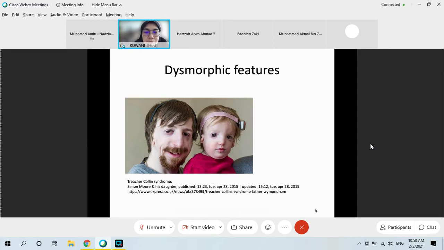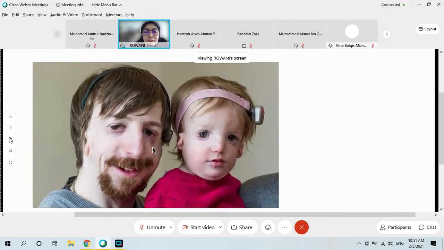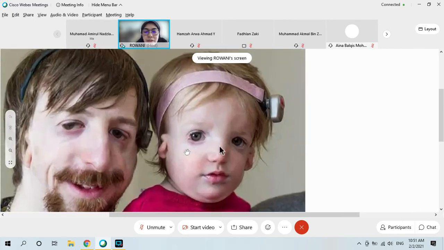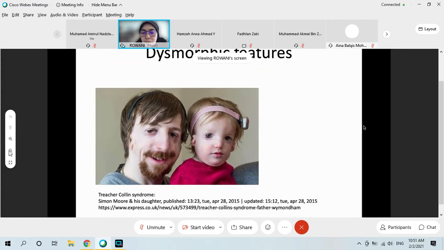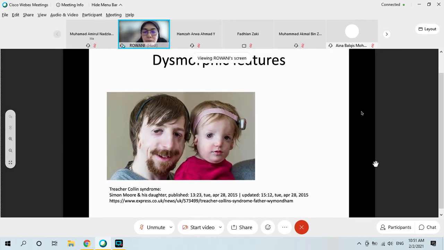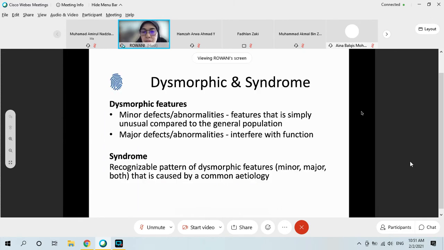The small jaw, isn't it? They have a very small jaw. And if you look at the eyes carefully, you see that there is a notch there, isn't it? So this is eyelid coloboma. And the father also has some depression here. So this is another feature. Anybody can guess, but it is already written here, this is Treacher-Collins syndrome. It's an autosomal dominant condition.